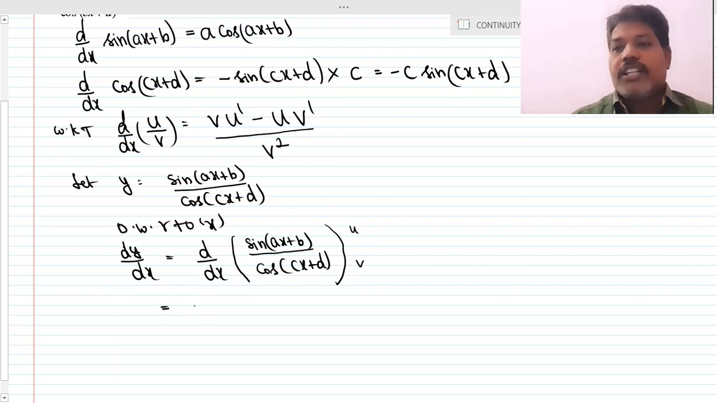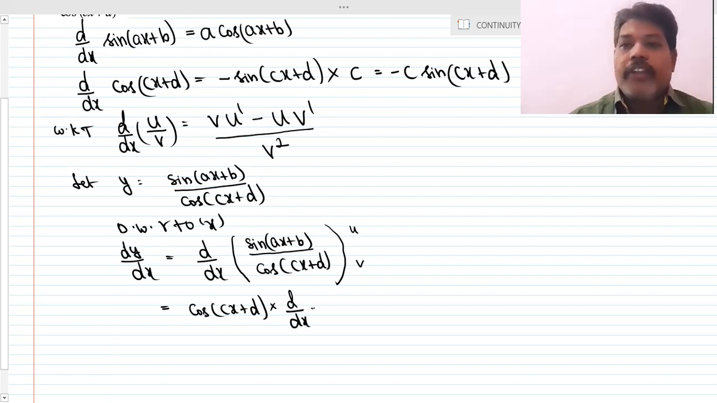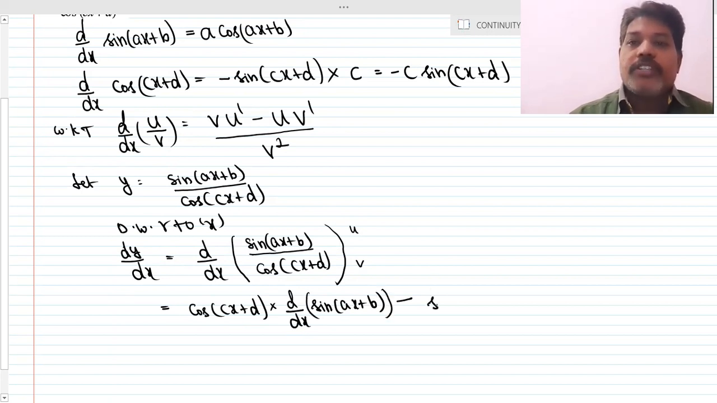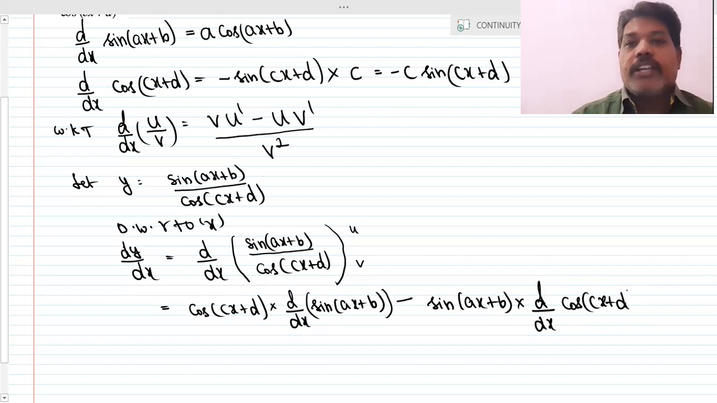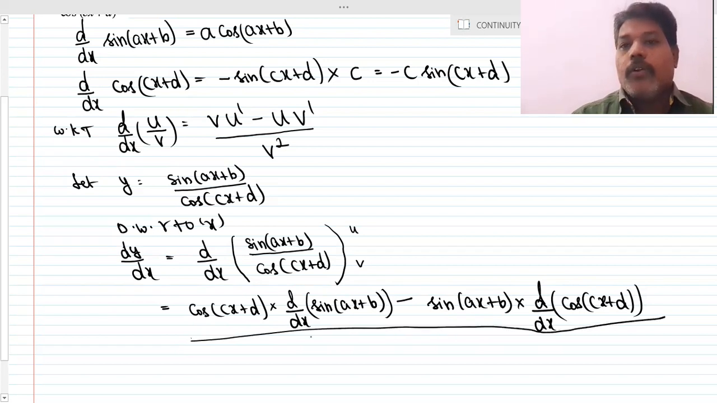So what is that? V into u dash. V is nothing but cos of cx plus d, into the derivative of sine of ax plus b, minus u, which is sine of ax plus b, into the derivative of cos of cx plus d, whole by v square, that is, cos of cx plus d whole square.